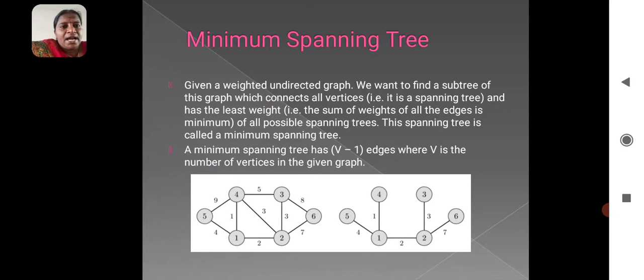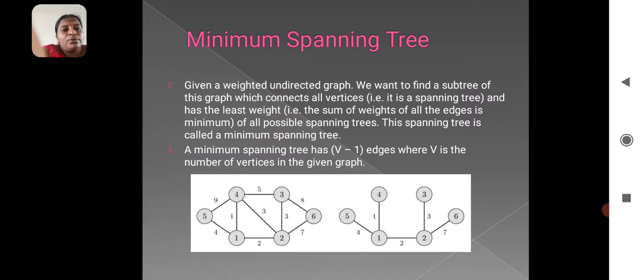If a weighted undirected graph is given, we have to find the subtrees of all the connected vertices, and then we have to find the least weight for traveling distance from one place to another. A minimum spanning tree has v minus 1 edges, where v is the number of vertices in the given graph.